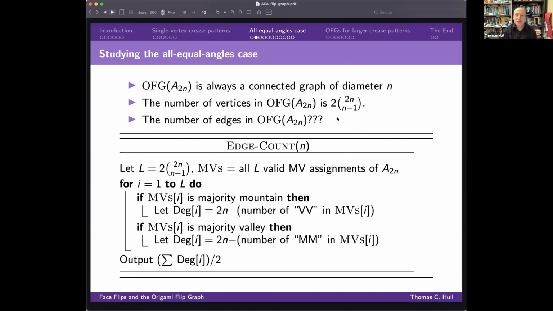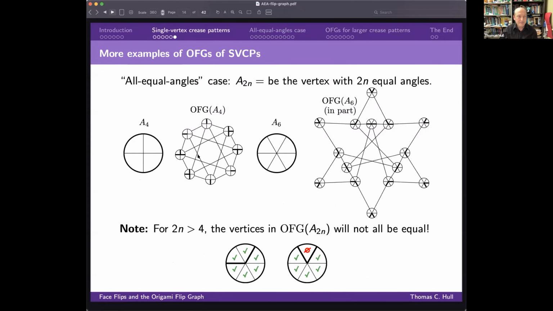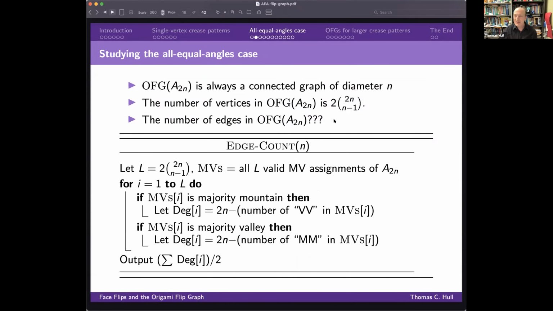But the number of edges was really difficult for us to figure out. We had these examples that we looked at, but it was hard for us to see a pattern in them. And it was really hard to draw some of these graphs when 2n started getting large, like even 8 was very difficult to draw the origami flip graph. So we wrote an algorithm to count the number of edges in the origami flip graph. It's not a very efficient algorithm, unfortunately. It was a very slow algorithm, but it got the job done. And it was actually not hard to implement in Mathematica, it turns out.